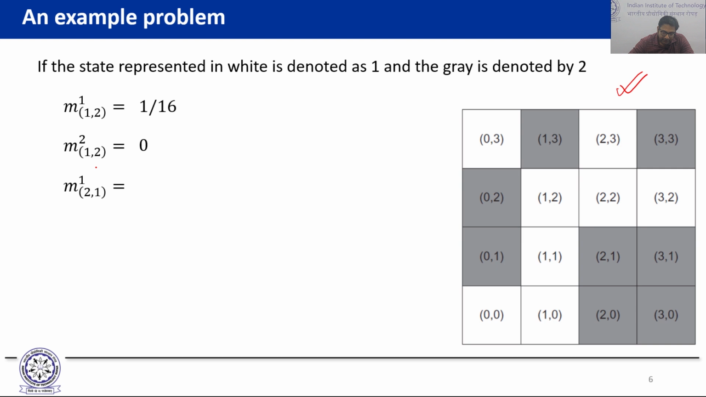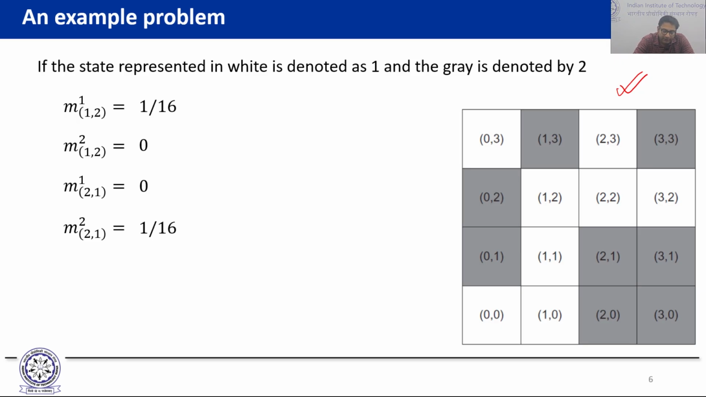0. As you go forward, you can do the same thing, write the value of M1 over the cell 2, 1, and you will again find that the value is 0. And then after that, if you write M2 at 2, 1, you will find that the value is 1 over 16. So how are we actually getting to this value?